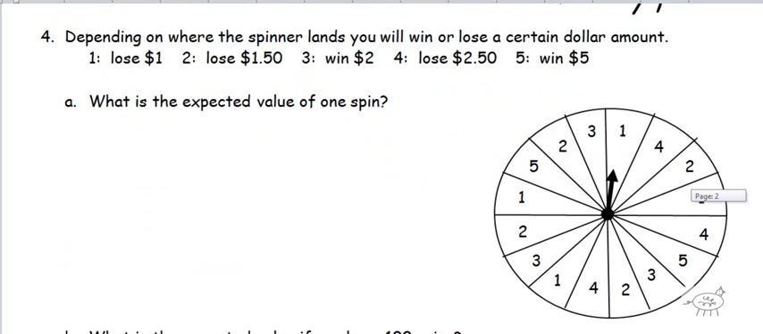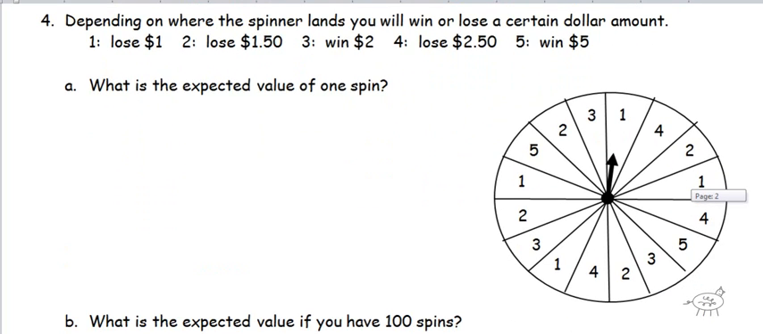Okay, let's look at number 4. Oh man, this is so exciting. Depending on where the spinner lands, you'll either win or lose a certain dollar amount. If you get a 1, you'll lose $1. If you get a 2, you lose $1.50. If you get a 3, you win $2. If you get a 4, you lose $2.50. And if you get a 5, you win $5.